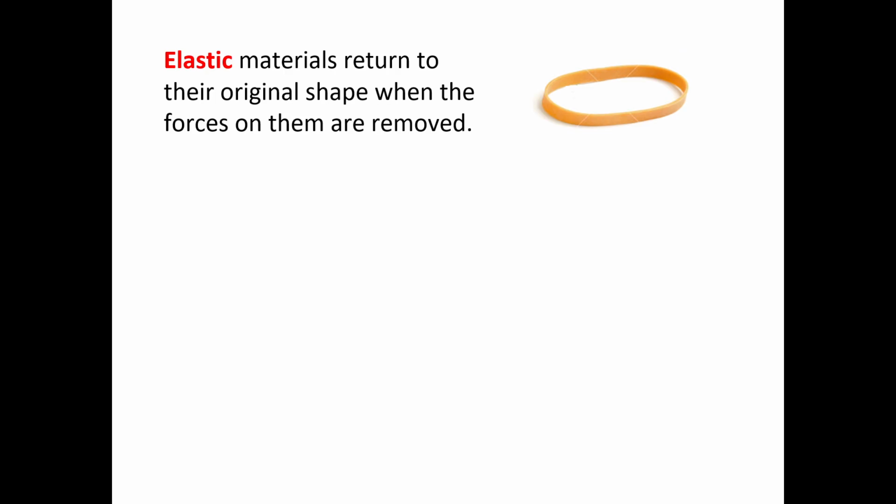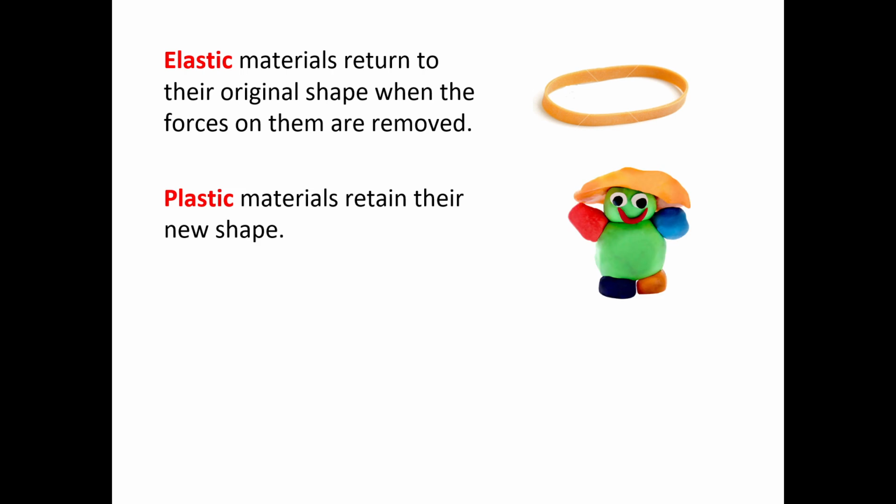Now, something that does come up in pretty much every course is elastic materials. Elastic materials return to their original shape when the forces on them are removed, okay? Plastic materials, on the other hand, retain their new shape, okay? So the word plastic we use to describe lots of things in the world around us, but in a physics definition, that's what it means. Something's plastic if it retains its new shape once the forces are removed, okay?